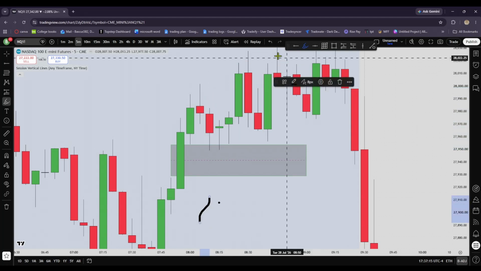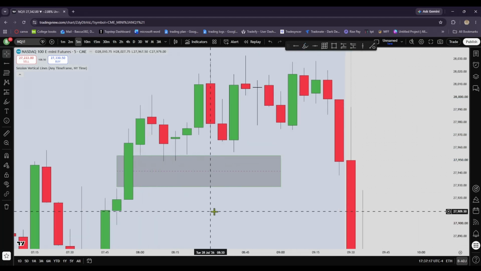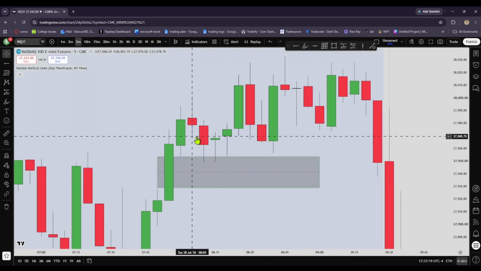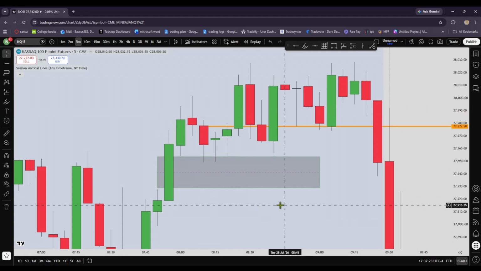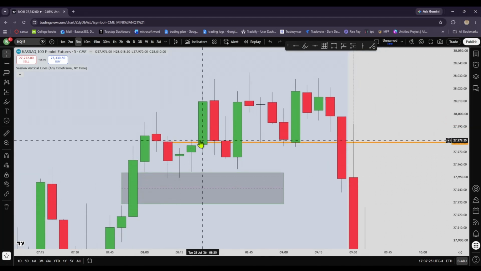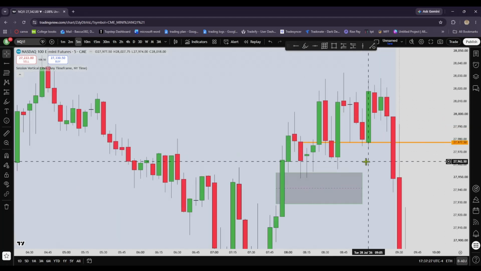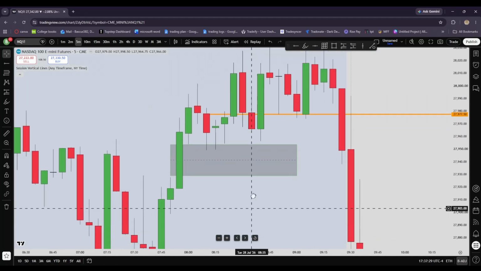Now, yes, this is still a valid fair value gap, even though we did not close inside of the gap, because the wick is enough for us to understand that price tapped into it and we have a break of structure out, and that is a confirmed fair value gap.